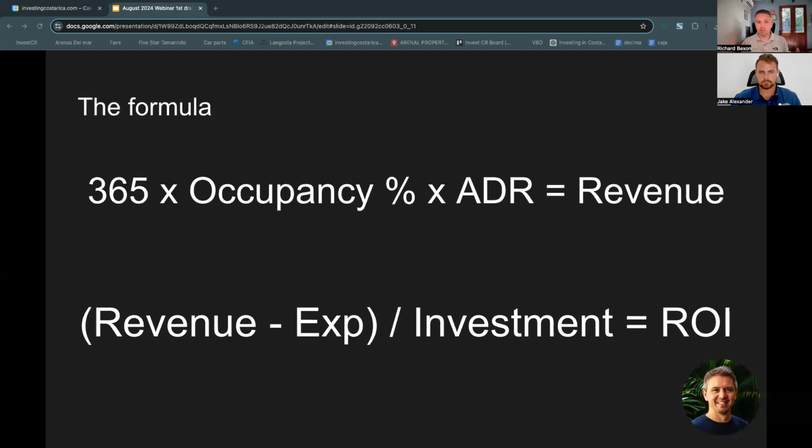And then, of course, you have to take your revenue, less your expenses. And I think sometimes it can be very difficult to get those expenses if this is your first time doing it or you're not too sure. And then you divide that by your investment to basically get the return on investment. So we do a lot of analysis on properties.